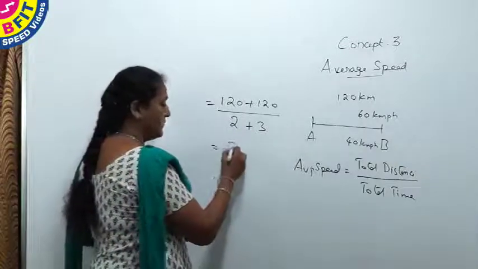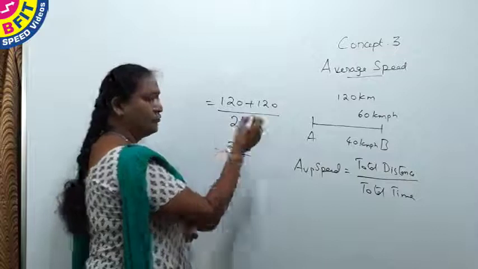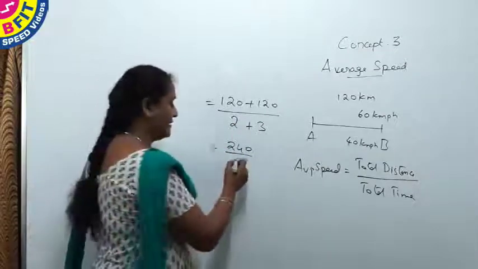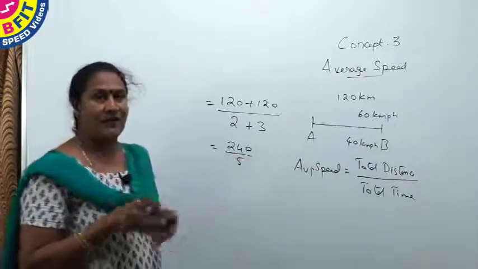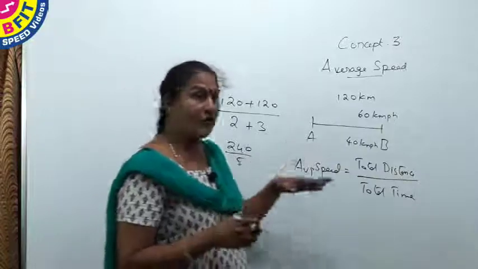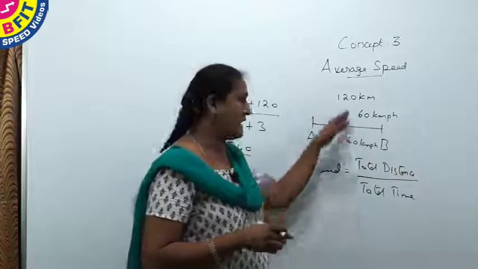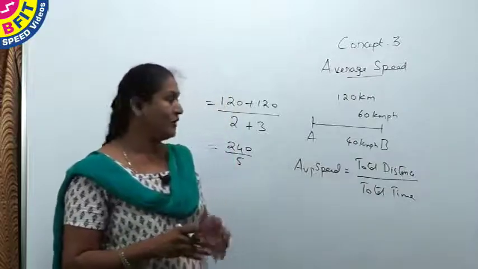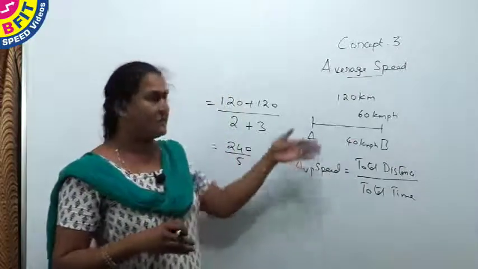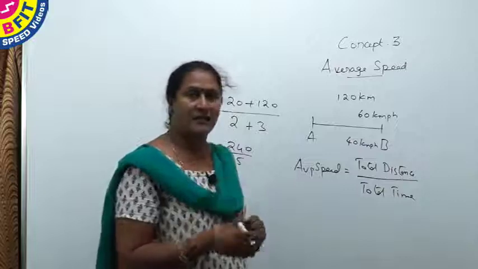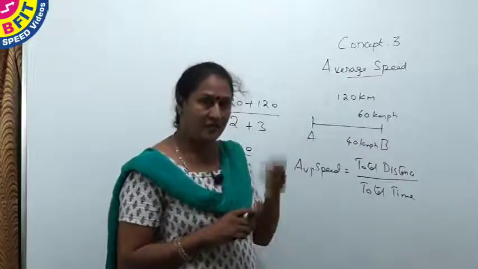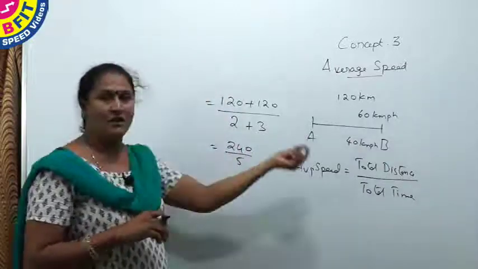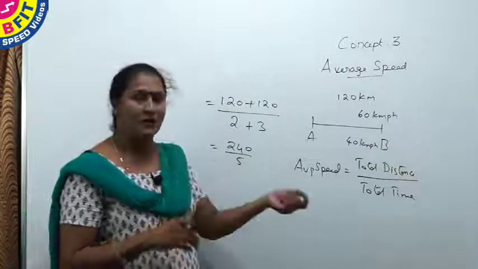So average speed is total distance 240 and total time taken 5. Whenever average speed is asked, don't find the average of the given speeds, that is adding this and dividing by 2 to get 50, which is a wrong answer. In haste, students think that this is the average of the speeds taken. So don't find the average of the given speeds, but find the total distance covered, divided by total time taken.